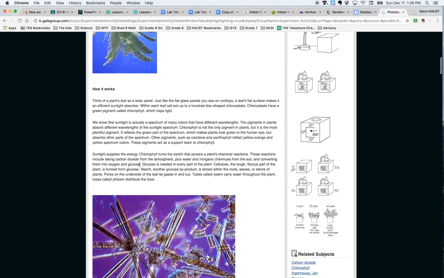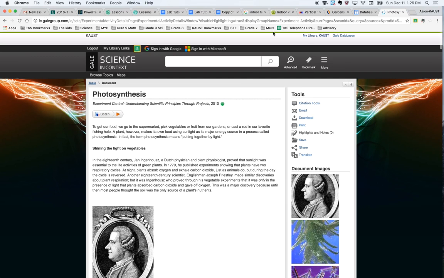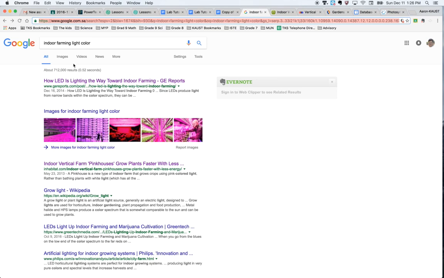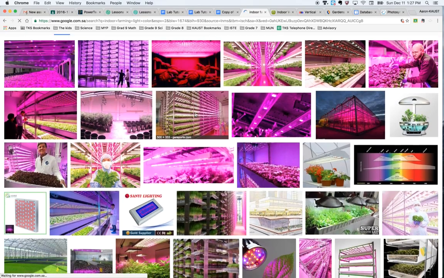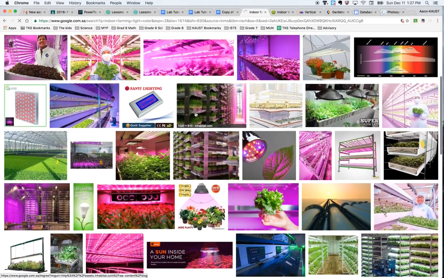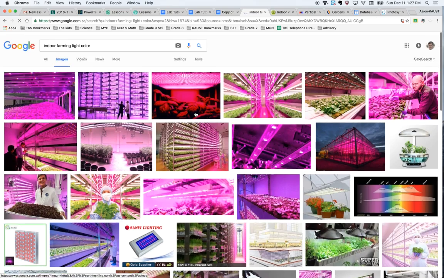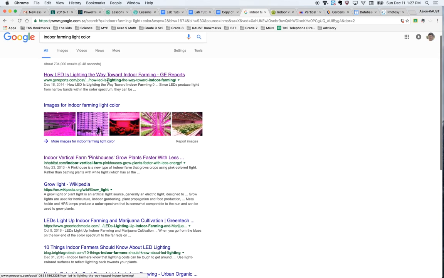So that would be important. Okay, so it looks like I found a little bit on that. Now, one of the things I also might do is some searching on Google. I know that indoor farms are something that's up and coming, and when I look at the colors of these indoor farms, they all look sort of pinkish, which tells me that they must be using some sort of pink light to grow things. So let's see if I can find an article that might help with that.